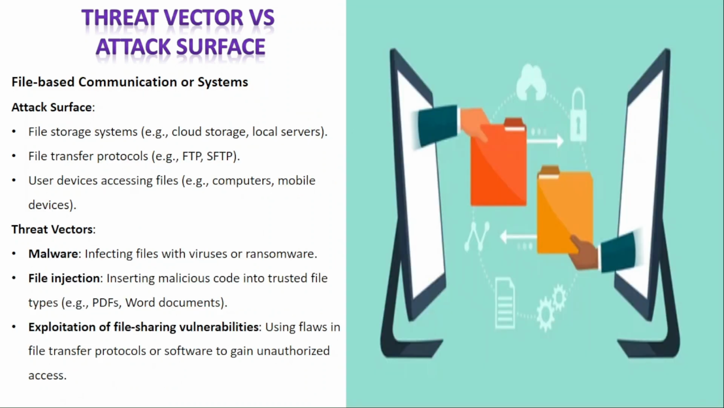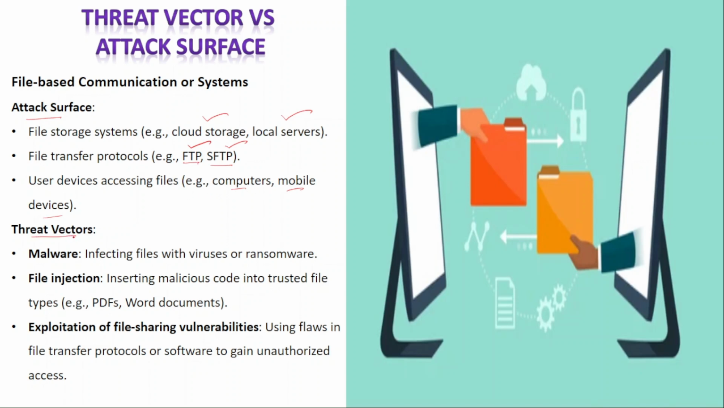So the next one is file-based communication or systems. The attack surface includes file storage systems such as cloud storage or local servers. File transfer protocols, FTP, SFTP. FTP sends files without encryption. The S in SFTP stands for secure; SFTP uses encryption. So these file transfer protocols are also attack surfaces and may be exploited. User devices accessing files, for example, computers and mobile devices that use these transfer protocols for sending or receiving files.